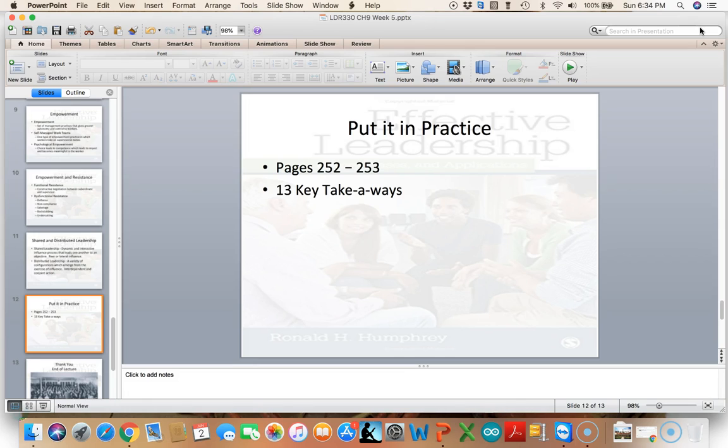Now, let's put it into practice, and this is on pages 252 and 253. There are 13 key takeaways for Chapter 9. 1. When immediate action is called for, empower your team members to make decisions and do what they have to do. Select team members who have character. 2. Practice self-leadership to focus on your goals and stay motivated. 3. Use self-leadership tactics to overcome the inability to delay gratification, procrastination, and emotional self-absorption. 4. Three major self-leadership tactics involve changing your behavior, using natural rewards, and developing constructive thought patterns.